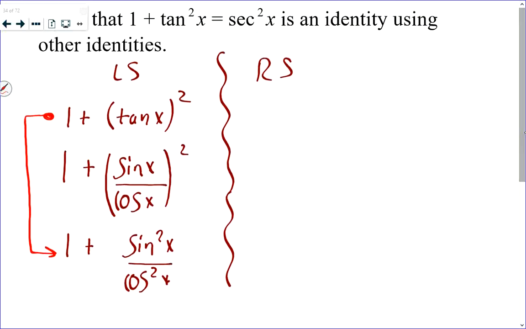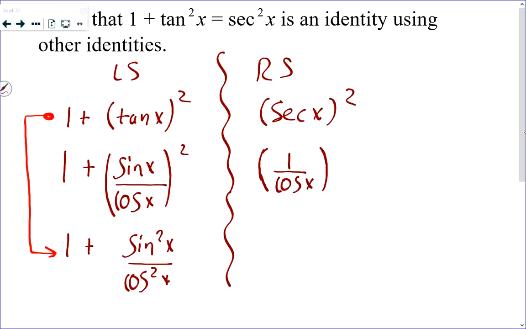Well, the right-hand side is secant squared, which is, again, I'm going to write something that I don't know you need to write, 1 over cos quantity squared, which is 1 over cosine squared. So we've tried the first step, the first strategy. Write everything as sine and cosine.